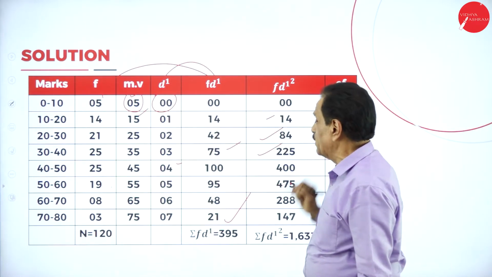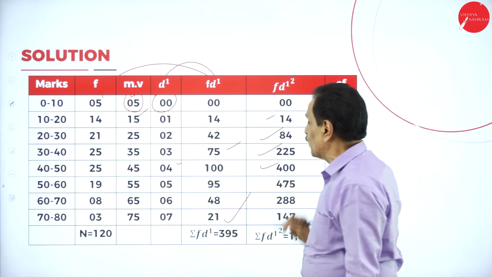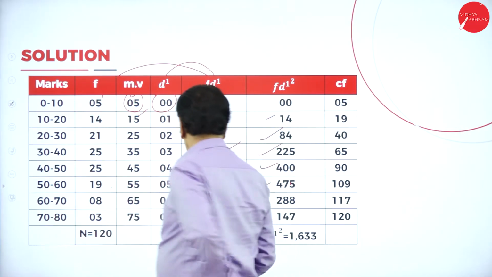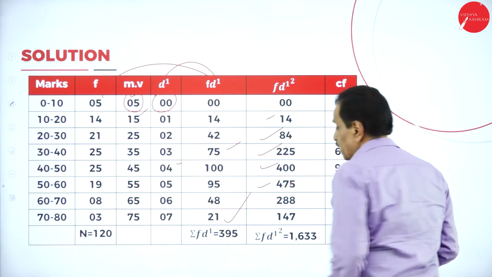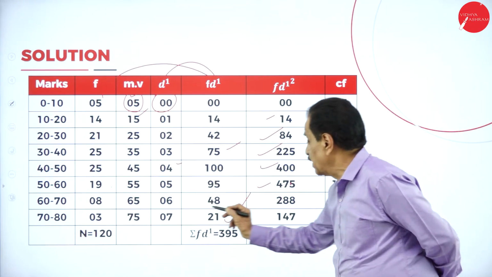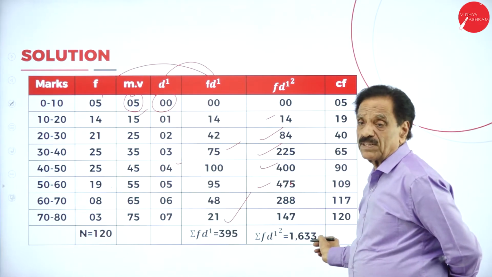75 into 3, 225. 100 into 4 is 400. 95 into 5 is 475. Then if you see here now, 48 into 6, 288. Then 21 into 7 is 147.